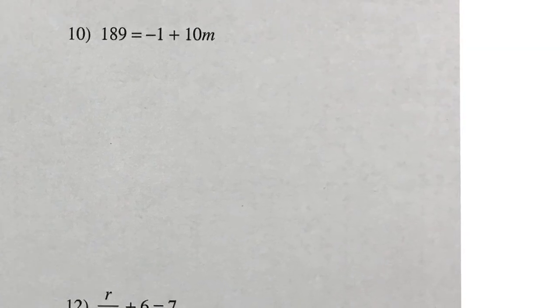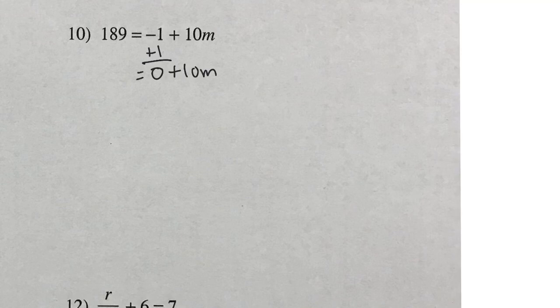let's go to 10. 190 equals negative 1 plus 10m. Again, I'm going to start with the constant to make sure I can get the coefficient and variable by themselves. So 10m I want to get by itself. So I'm going to do the inverse of negative 1, which is to add 1. If I add 1 to negative 1, I end up with 0. I end up with 0 plus 10m. What I do to one side, I have to do to the other. I end up with 190. 190, I'm going to rewrite it so it's a little cleaner, equals 10m.